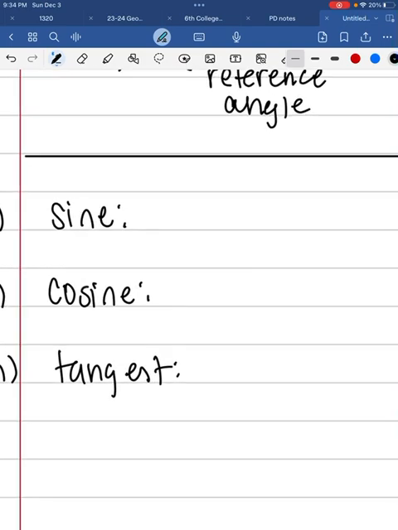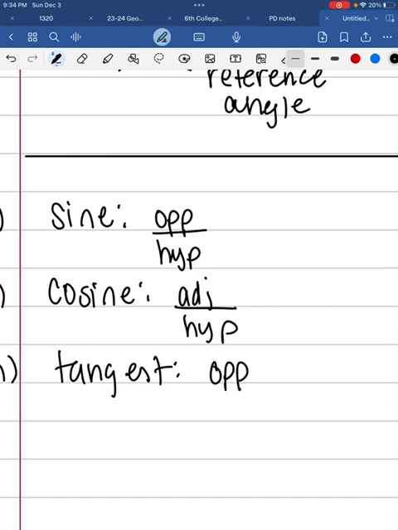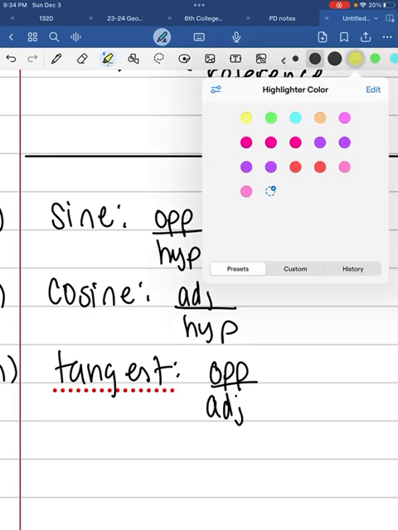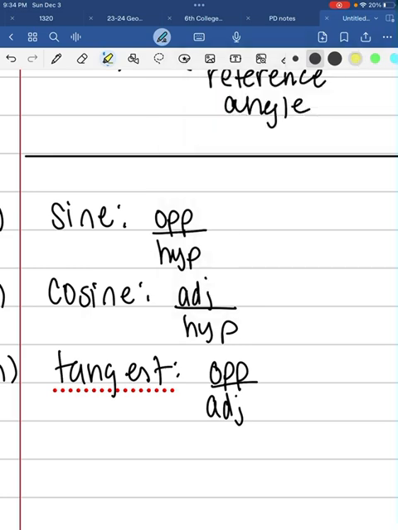The sine ratio is opposite over hypotenuse. The cosine ratio is adjacent over hypotenuse. A ratio is a fraction, remember that. Tangent is opposite over adjacent. So these are the ratios. These are what you're going to need to remember and know: opposite over hypotenuse, adjacent over hypotenuse, opposite over adjacent.